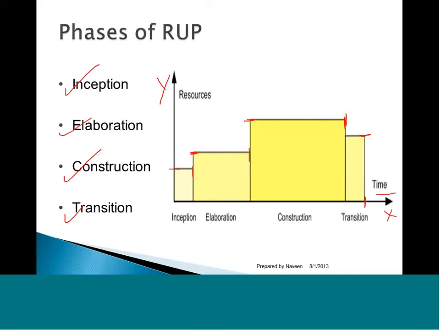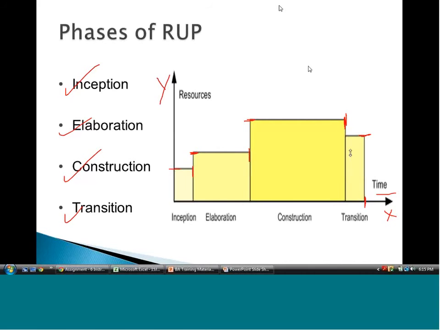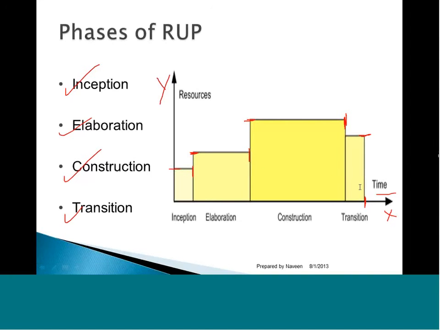So I actually have 2 questions here. I want one of you to unmute and answer my questions. When you answer, please try to justify your answer. Number 1, which is the costliest phase of RUP and why?